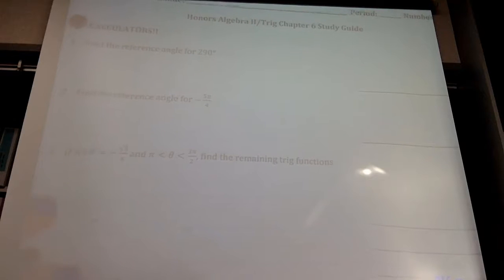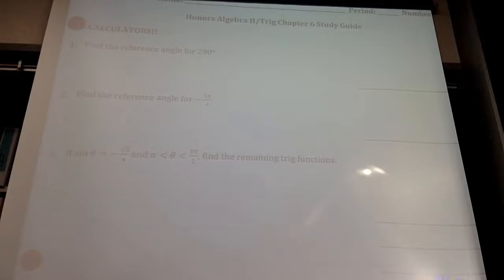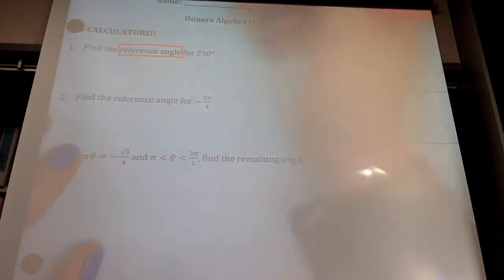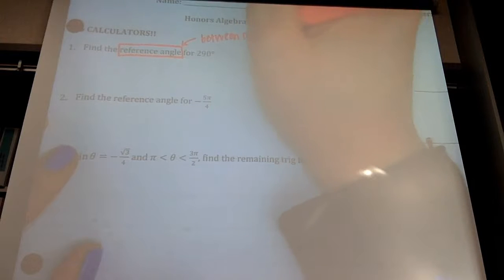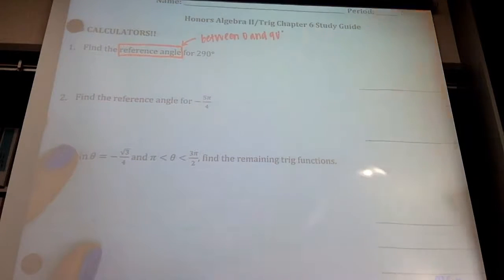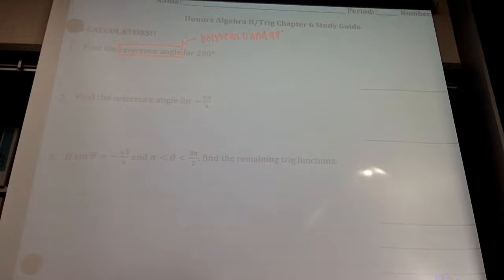Okay, so we're going to start on number 1. Number 1 says to find the reference angle. Remember, really important here with reference angles is that when it says find the reference angle, this is telling me my answer needs to be between 0 and 90 degrees. So it's an acute angle. So we're thinking about anything in between 0 and 90. And also, we're always going back to the x-axis. So that's really important. We're going back to the x-axis.